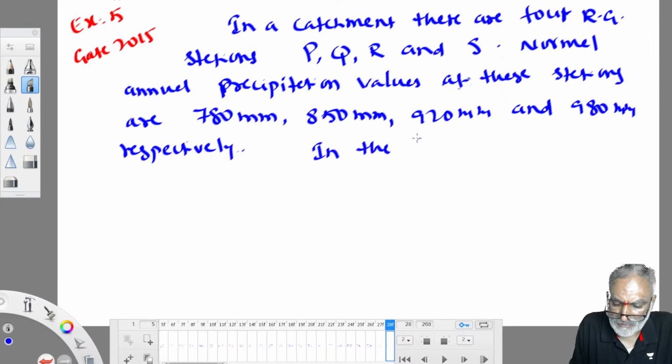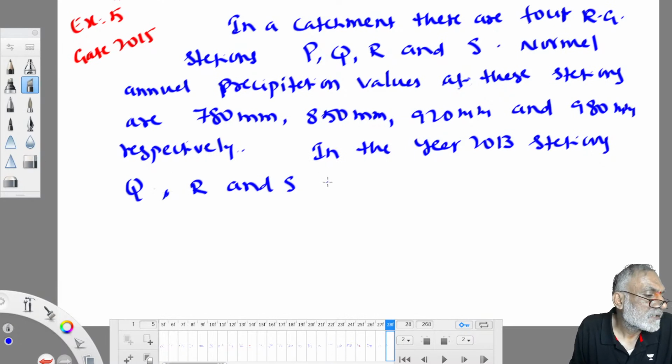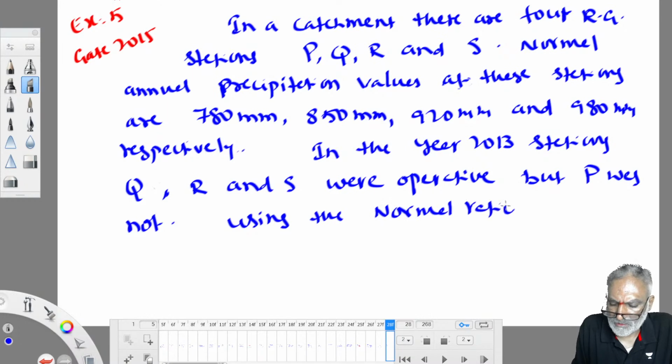In the year 2013, stations Q, R and S are operative but P was not. Using the normal ratio method, of course, this is the only popular one. Another method is the simple mean method that we don't use, because to use that method, a condition has to be satisfied that is impossible to satisfy.